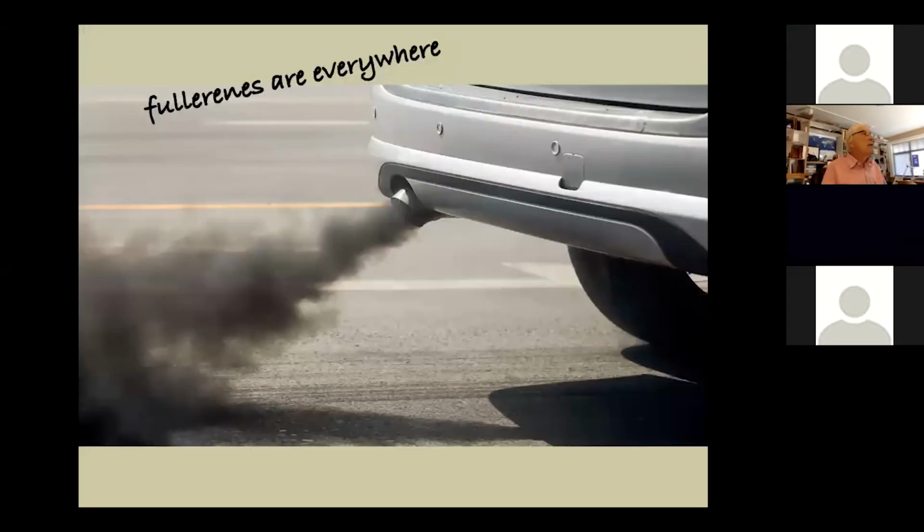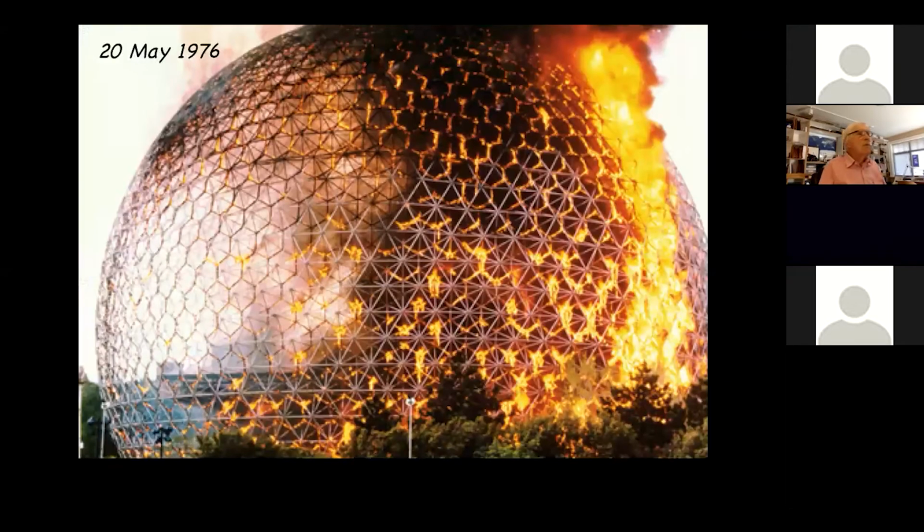Now, basically, Fullerenes are everywhere. We get incomplete combustion and so on. Here's a good example. But whenever you have a fire, such as this one, that's also producing Fullerenes. Now, what I found very interesting about this one, apart from the fact that it would have been a horrific accident if it occurred during Expo 67, is that I don't see a single pentagon in there.